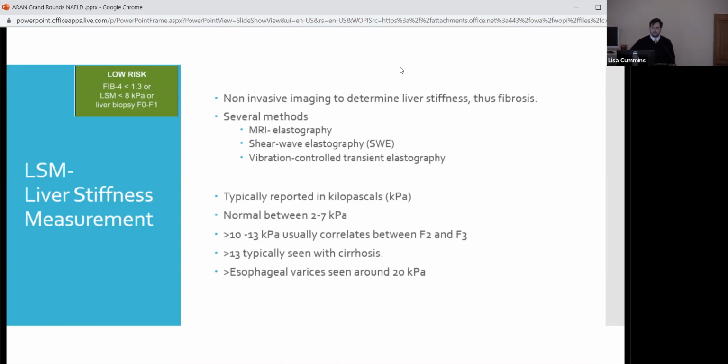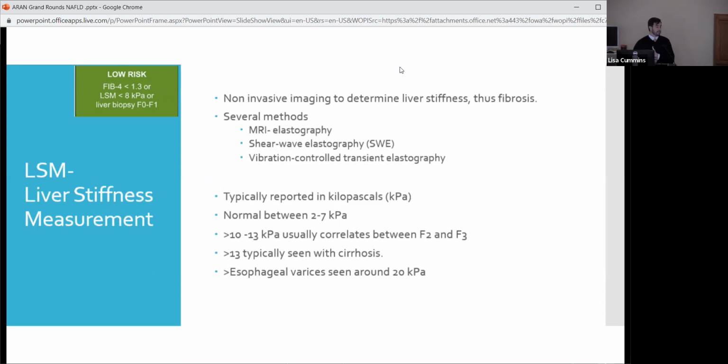LSM, liver stiffness measurement. All right, so this is kind of new for a lot of docs. It's becoming much more popular, but it's essentially non-invasive imaging to determine liver stiffness. Thus, you're kind of estimating fibrosis, right? And so you can do this several different ways.